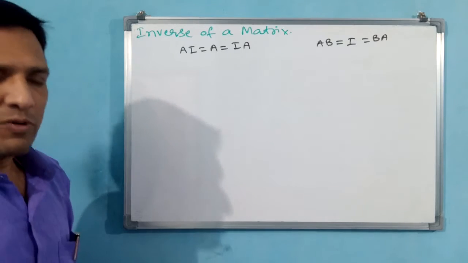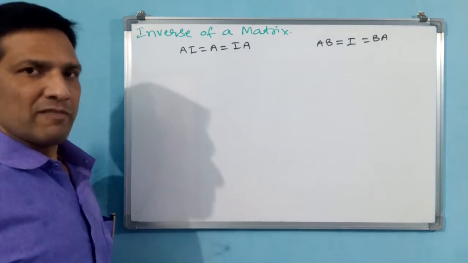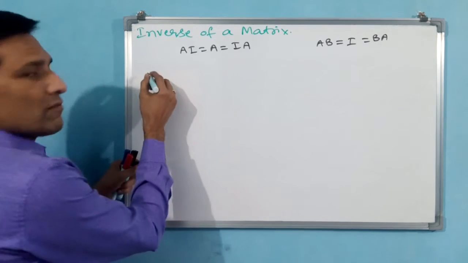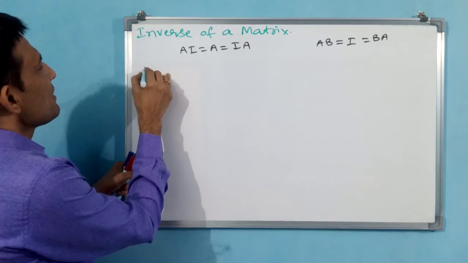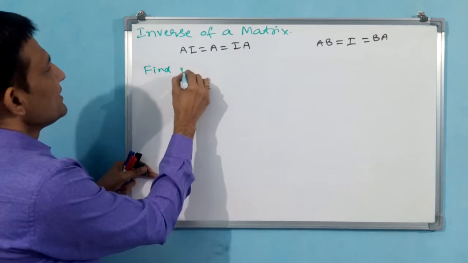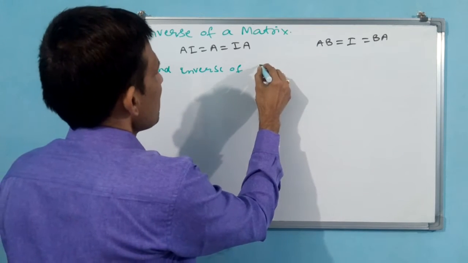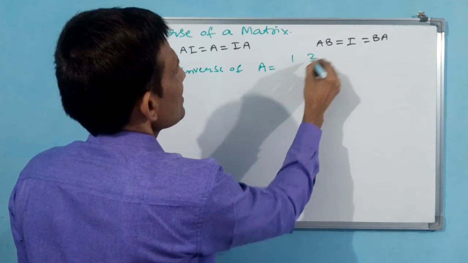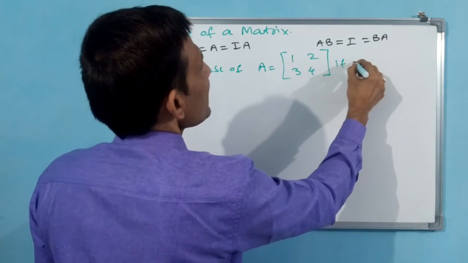And the simplest example we will take: 1, 2, 3, 4. Shall I take the 1, 2, 3, 4 matrix? We will find the inverse of that matrix. Okay, see what I am writing. Question: find the inverse of matrix A is equal to 1, 2, 3, 4, if it exists.